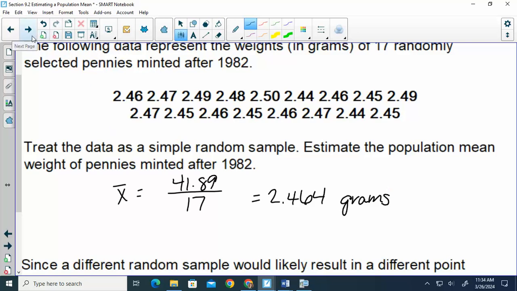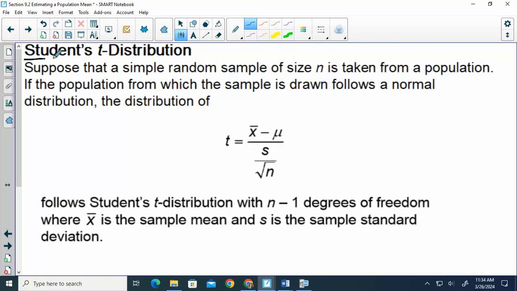This involves a new distribution. We've been using the normal distribution for a long time, and this one is a little bit different. It involves what's called the Student's t distribution. If you have a simple random sample of size n from a population, and the population is normal, then we can have a distribution of t values, where x bar is the sample mean, s is the sample standard deviation, and n is the number in our sample.